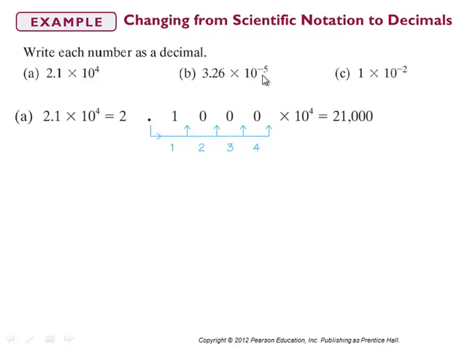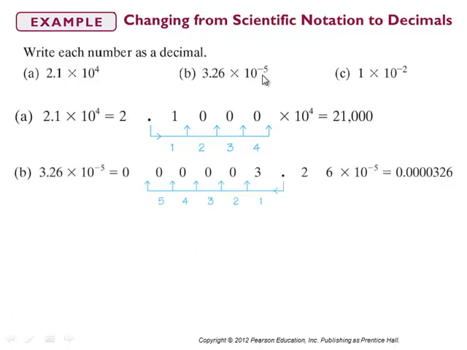3.26 times 10 to the -10th power. Well, guess what? We're going to move 5 places to the left for our decimal point to arrive at 0.0000326. Why? Because there's 5 places between the decimal point there and there.